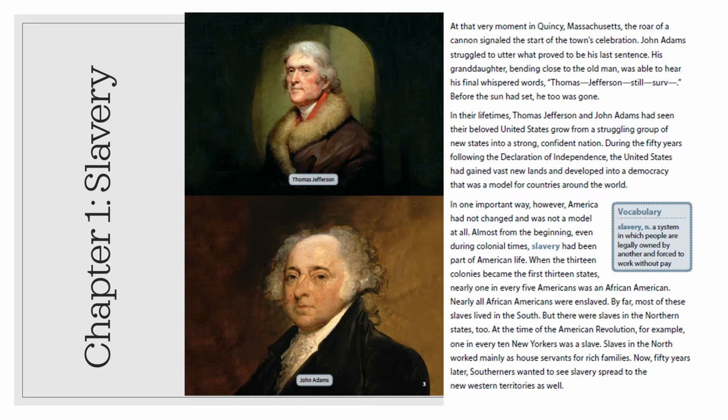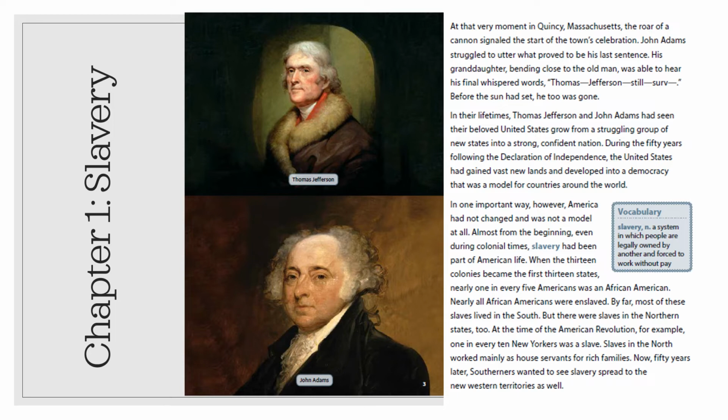In their lifetime, Thomas Jefferson and John Adams had seen their beloved United States grow from a struggling group of new states into a strong, confident nation. During the 50 years following the Declaration of Independence, the United States had gained vast new lands and developed into a democracy that was a model for countries around the world. In one important way, however, America had not changed and was not a model at all.